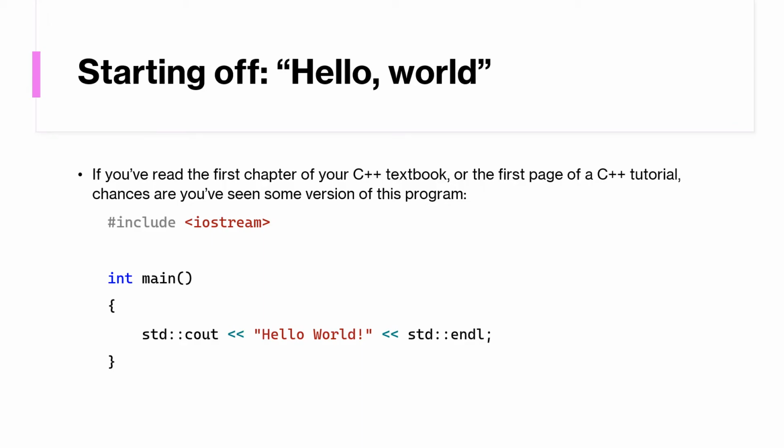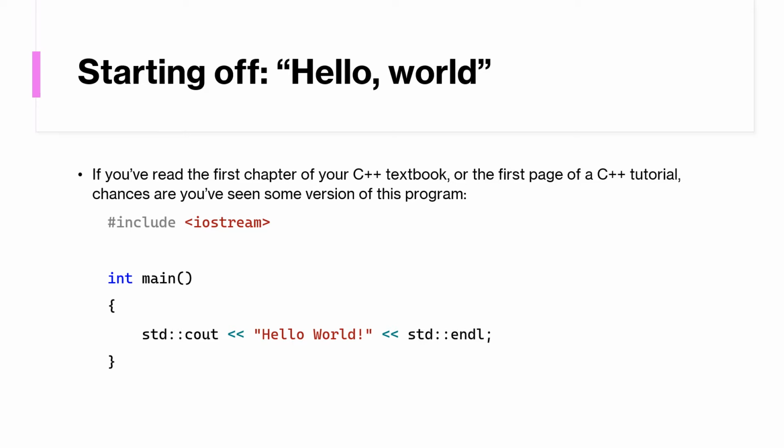Okay, if you've read even the first chapter of your C++ textbook or the first page of an online C++ tutorial, you've probably seen some version of the Hello World program. It's got a pound include line, it's got an int main line, and it's got this output line with these funky abbreviations for standard cout, standard endline. We're going to go through those one item at a time and help you break down the parts of a C++ program.